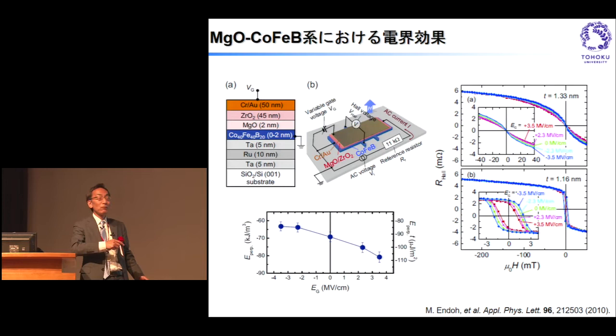And this is the magnesium oxide and cobalt iron boron. This is a metal magnet. And here you have the application of an electric field. Then the hysteresis changed. So this is conducted at room temperature. So this is possible. For a metal magnet, those who are dealing with metal magnets by applying an electric field, because the carrier concentration is too high, this phenomenon is supposed to be impossible, therefore this was remarkable. So I'll explain why later.